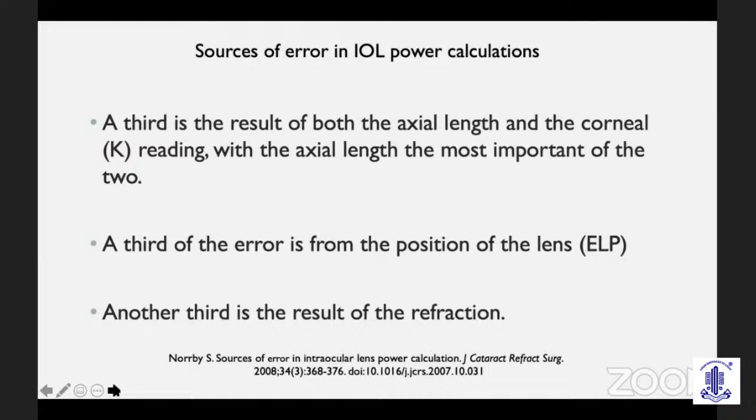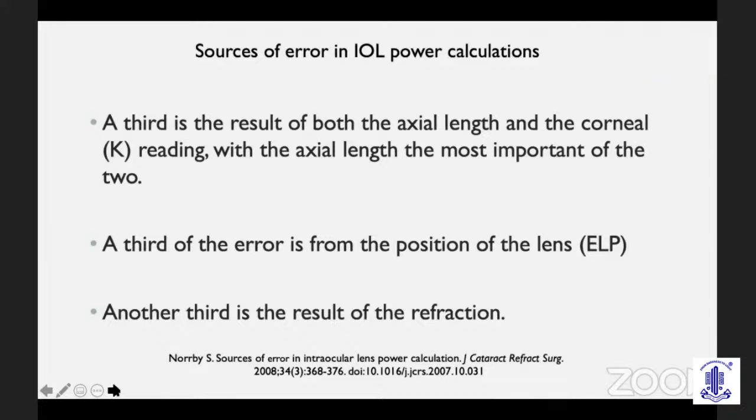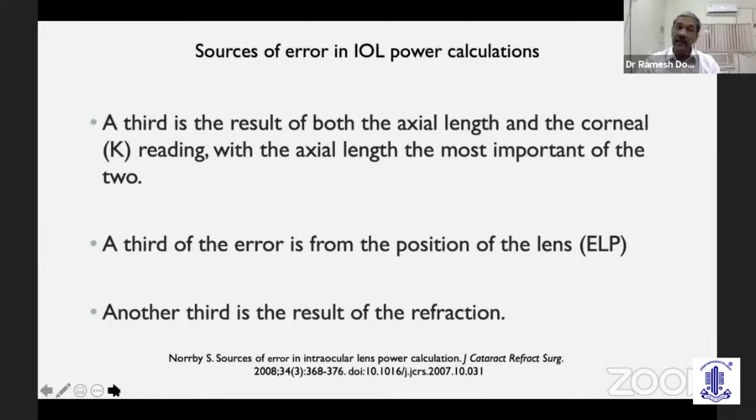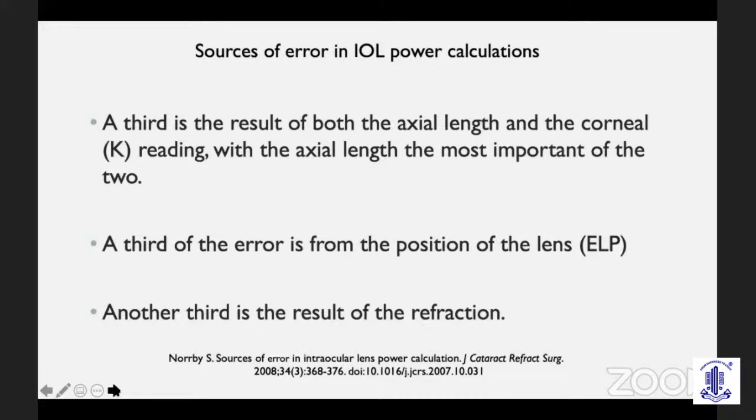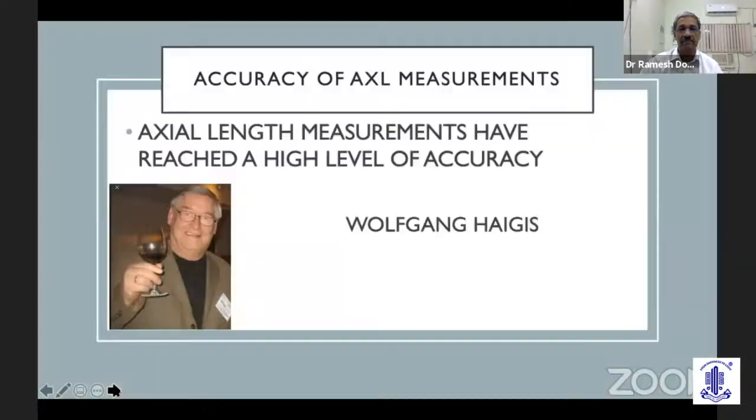In 2008, Noble showed us that there are 3 major reasons for errors in IOL power calculations. 1/3 of the error is a result of axial length and corneal K reading measurements. 1/3 of the error was because of errors in estimating the ELP. And the final third is errors due to mistakes that we make in post-operative refraction. It's interesting to note that both axial length measurement and K reading can contribute to ELP errors.